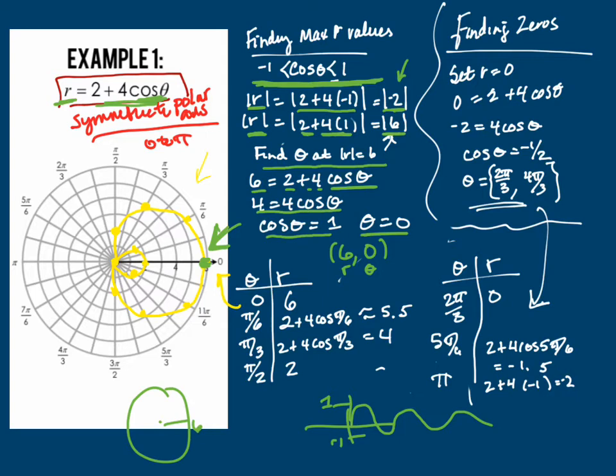Okay, now it only had one place, because there was only one theta. There would be other thetas you would get if it was 6 other places. So we know there's only one. Now that was finding the maximum R values.